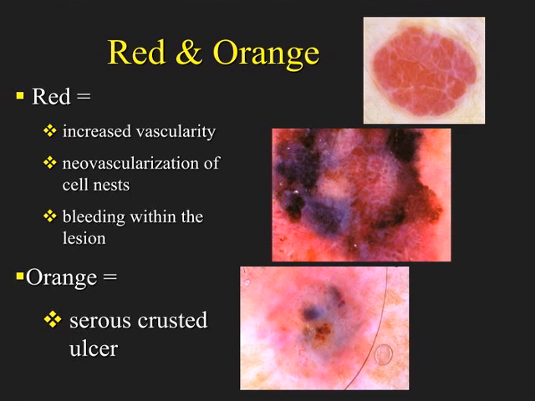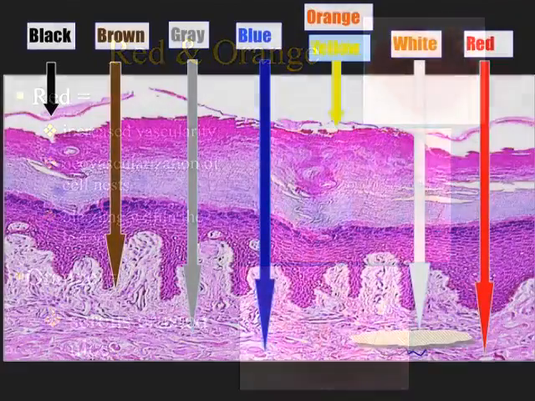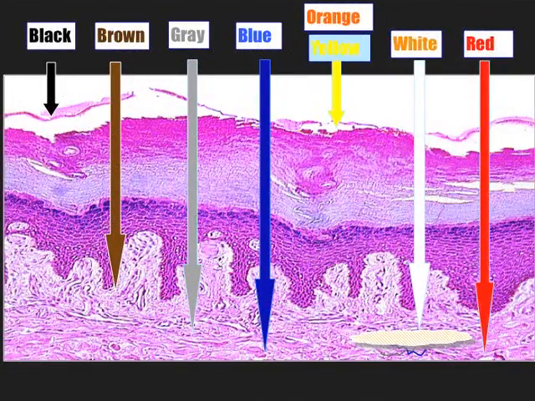Red and orange represent increased vascularity, bleeding, and serous crust. So shallow ulcerations will give you sort of an orange color. Here in summary: black, melanin up high or throughout all layers. Brown, pretty much in this area. Gray is free melanin and melanophages here. Blue, deep down melanin. Sorry, orange-yellow is your stratum corneum. White is your collagen. And red is your vascular structures.